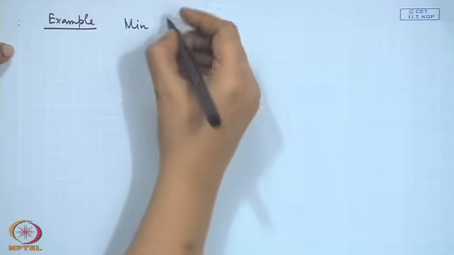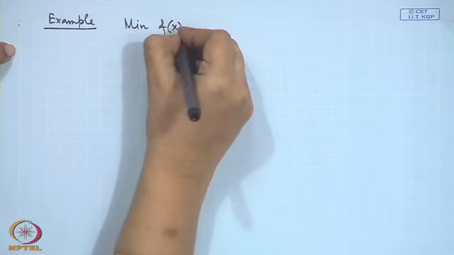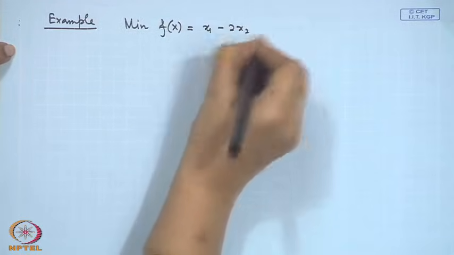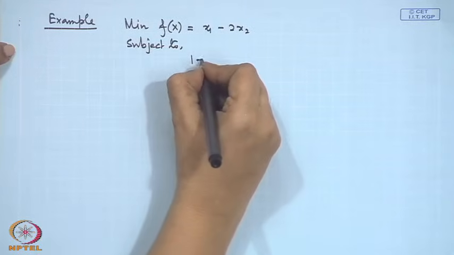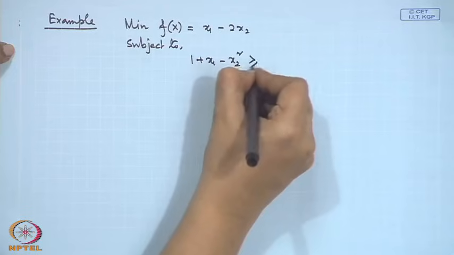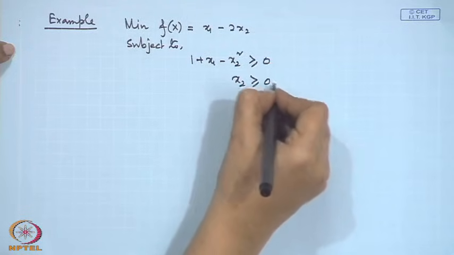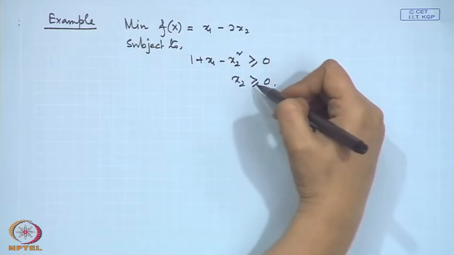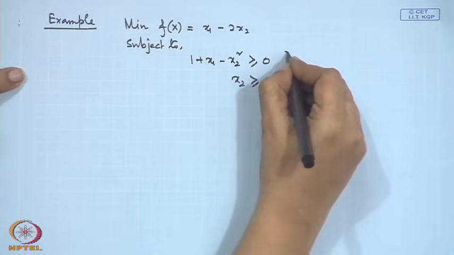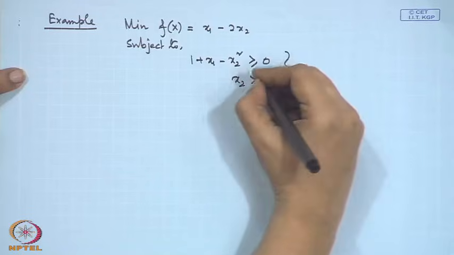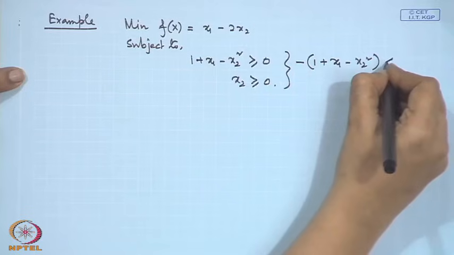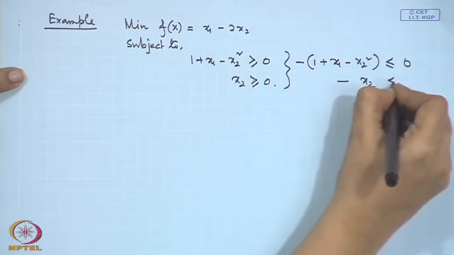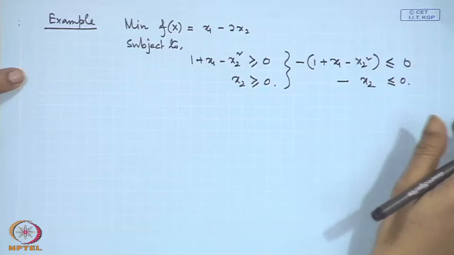Let us consider a general nonlinear programming problem where the objective function is x1 minus 2 x2, subject to the constraints 1 plus x1 minus x2 square greater than or equal to 0 and x2 greater than or equal to 0. As I have discussed, all the constraints should be of the less than type, so let us convert both inequality constraints to the less than type. Now we apply the interior penalty function method. Let me consider the logarithm barrier function here.